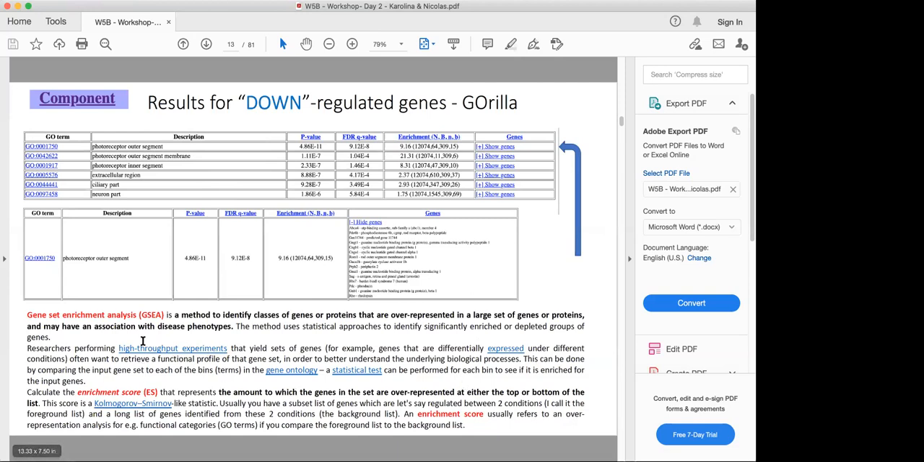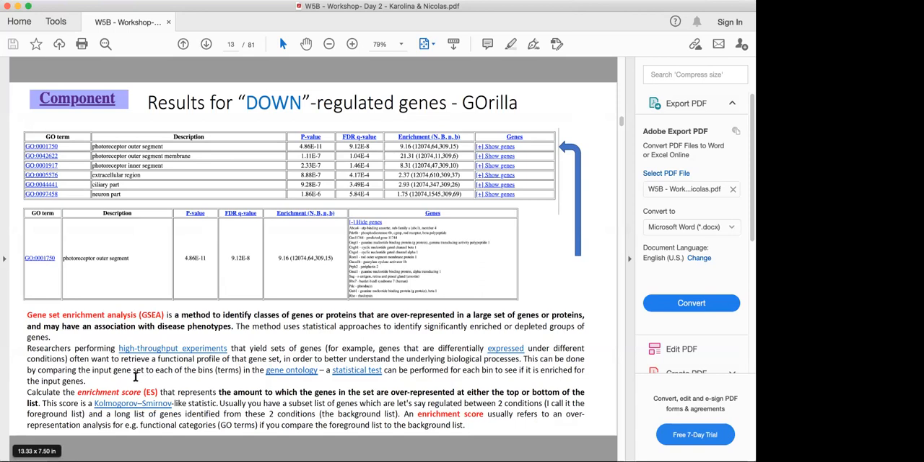And researchers performing high throughput experiments get detailed sets of genes. Like here, for example, we have a set of the differentially expressed genes. They often want to retrieve a functional profile of the gene set. So we want to find out in which functions, in which biological processes those genes that are statistically significantly differentially expressed in our data sets are involved, because we want to investigate more the underlying biological processes. And the way it's done is that we compare the input gene set.